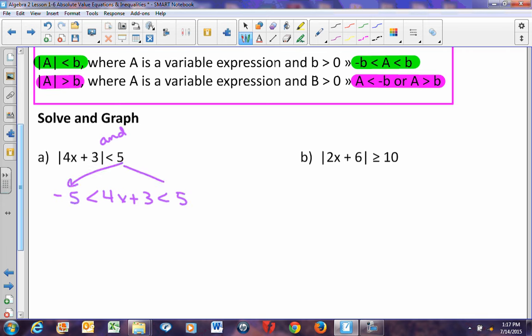Notice the 5 goes here, the 5 goes there. This one has a negative, this one does not. The symbol stays the same. So the symbol stays the same all the way through it. Here, okay, oops, I'm messing it up.